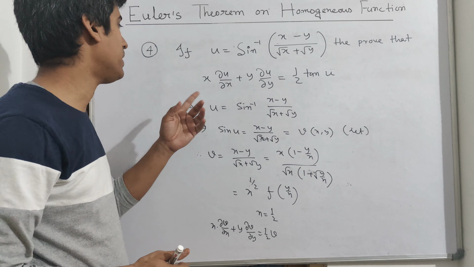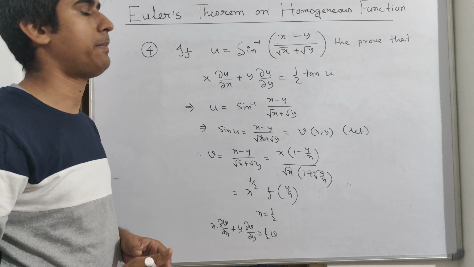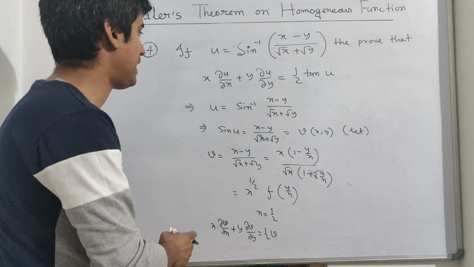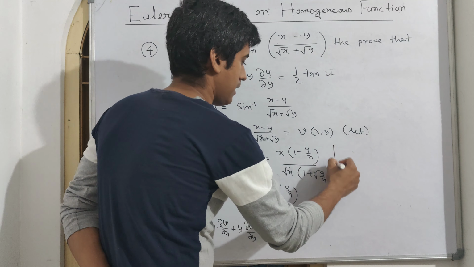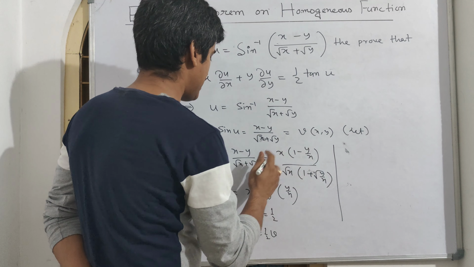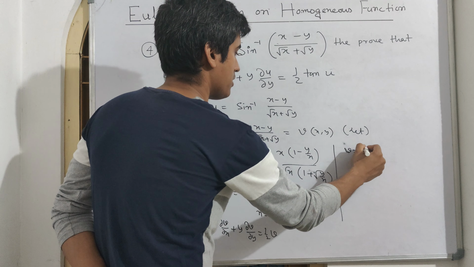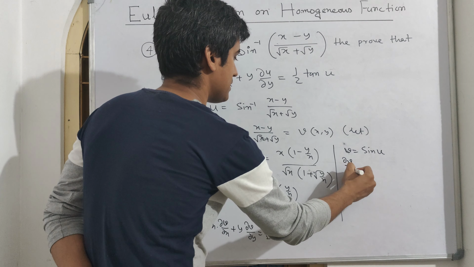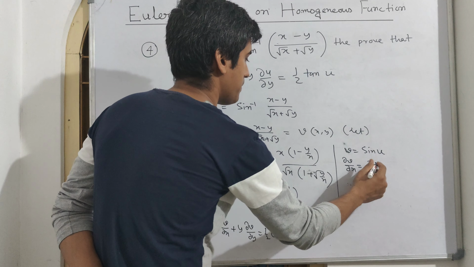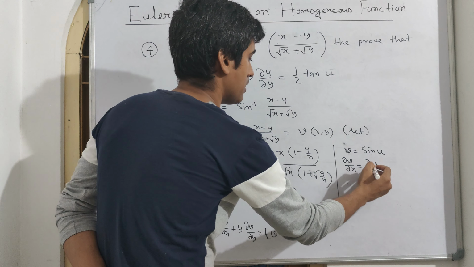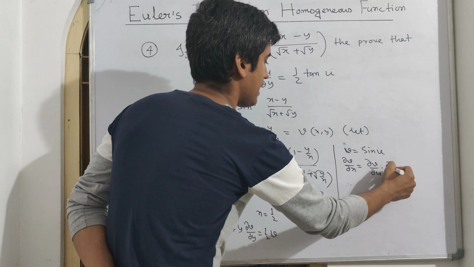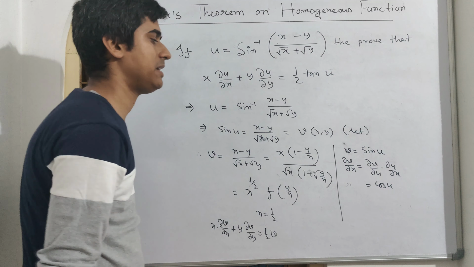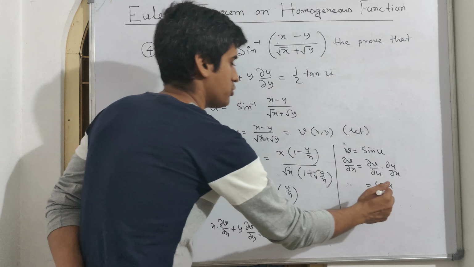Now in the question we have to prove x ∂u/∂x + y ∂u/∂y equals half tan u. So we have to find the value of ∂v/∂x and ∂v/∂y. Now here v equals sin u, so ∂v/∂x equals ∂v/∂u into ∂u/∂x. Here ∂v/∂u equals cos u. We know the derivative of sin u is cos u into ∂u/∂x.